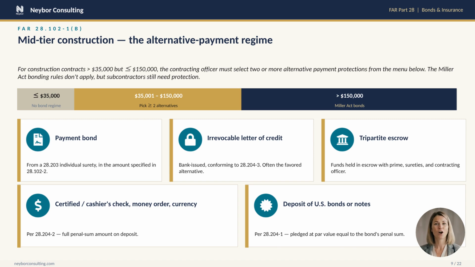In practice, the most common pairing is the irrevocable letter of credit plus an individual surety payment bond. That combination satisfies the contracting officer's preference in 28.102-1(b)(2), which explicitly says to give particular consideration to the ILC, and gives subs a familiar instrument to look to. The takeaway for prime contractors: when you bid in this tier, read the solicitation carefully to see which two alternatives the contracting officer has chosen and price the cost of those instruments into your offer.